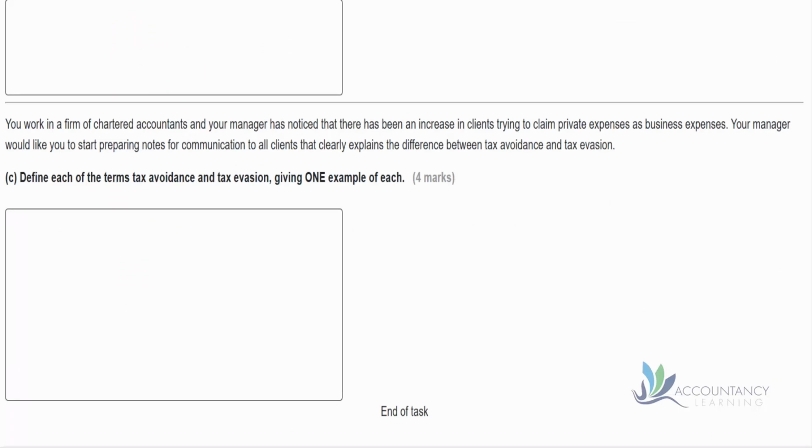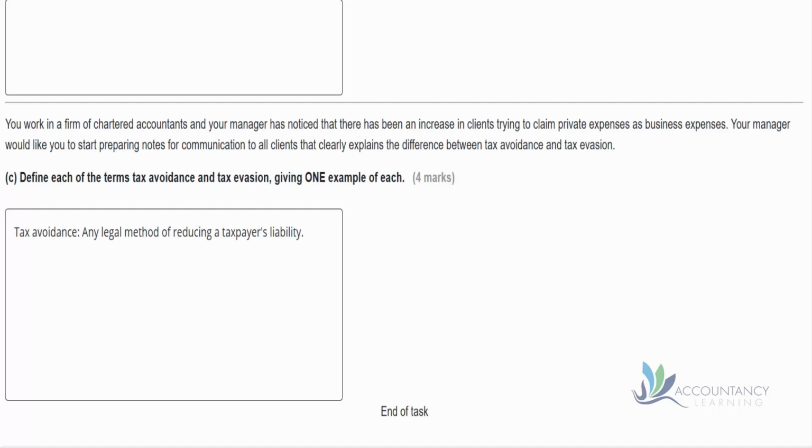And finally, part C, you work at a firm of chartered accountants and your manager has noticed that there has been an increase in clients trying to claim private expenses as business expenses. Your manager would like you to start preparing notes for communication to all clients that clearly explains the difference between tax avoidance and tax evasion. So we need to define each of the terms tax avoidance and tax evasion, giving one example of each.